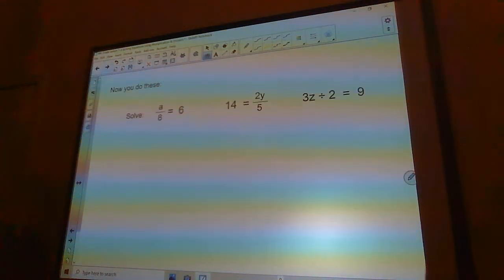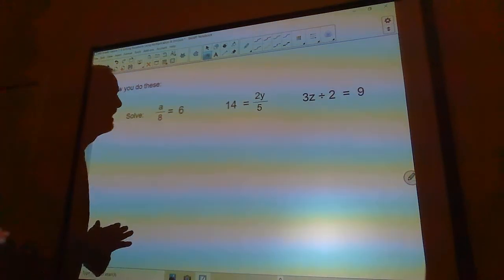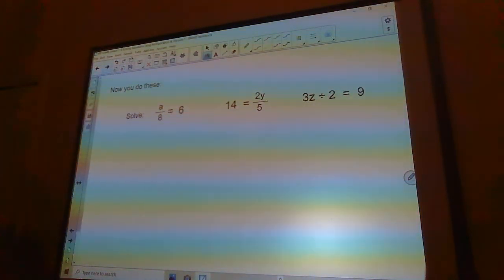Okay, so you do these. A over 8 equals 6, 14 equals 2y over 5, and 3z divided by 2 is 9. I'll give you a minute to pause this video, do those 3 problems, and then jump back on here and make sure you got them right.